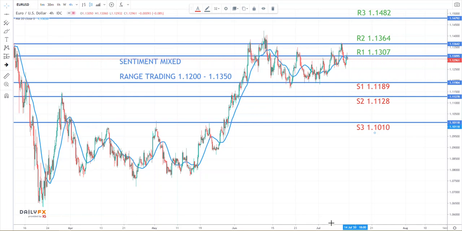This is your weekly analysis for the Euro USD, the European Euro versus the US dollar. The date is July 12th, 2020, 9:23 a.m. Eastern Daylight Time.